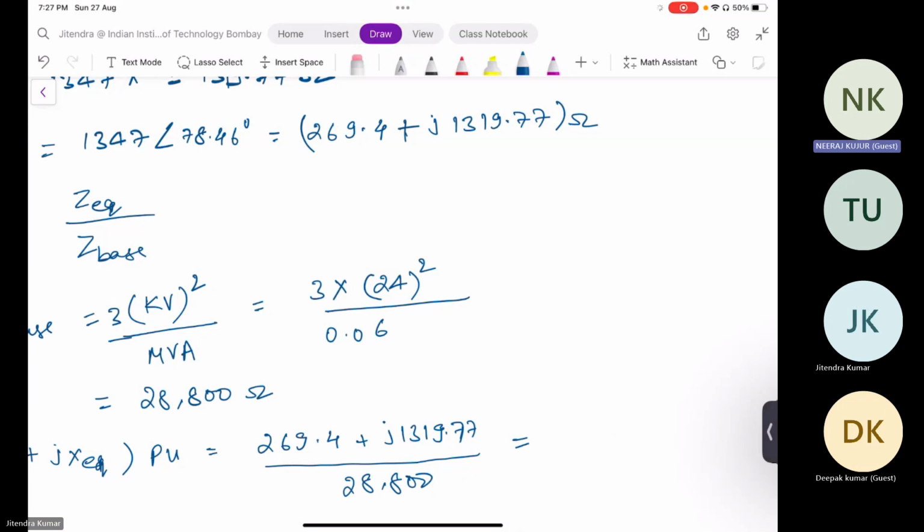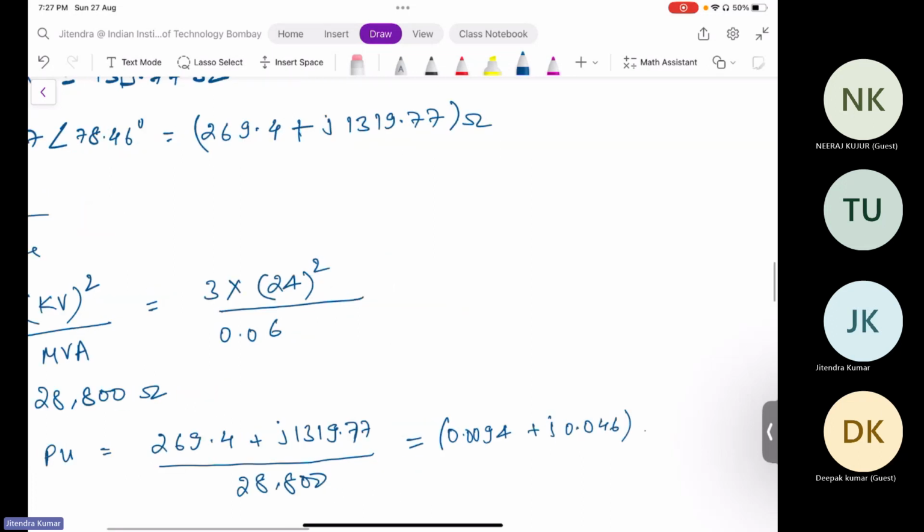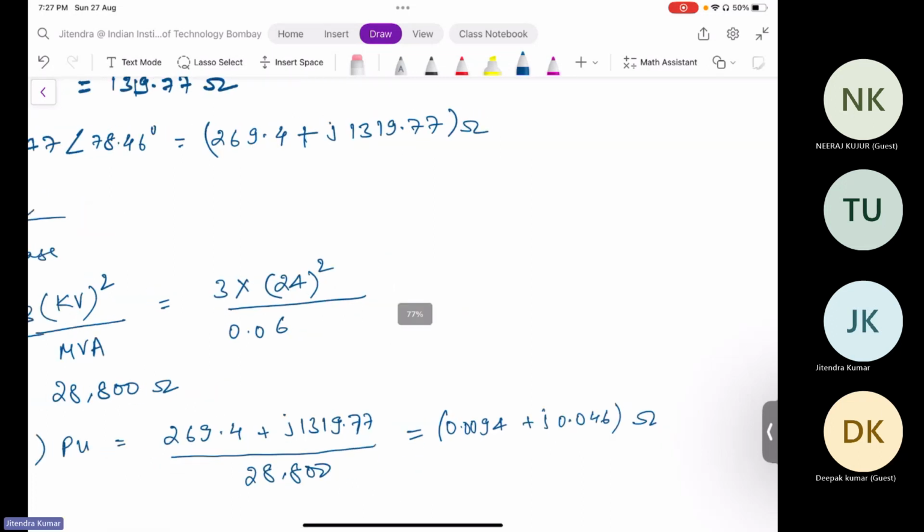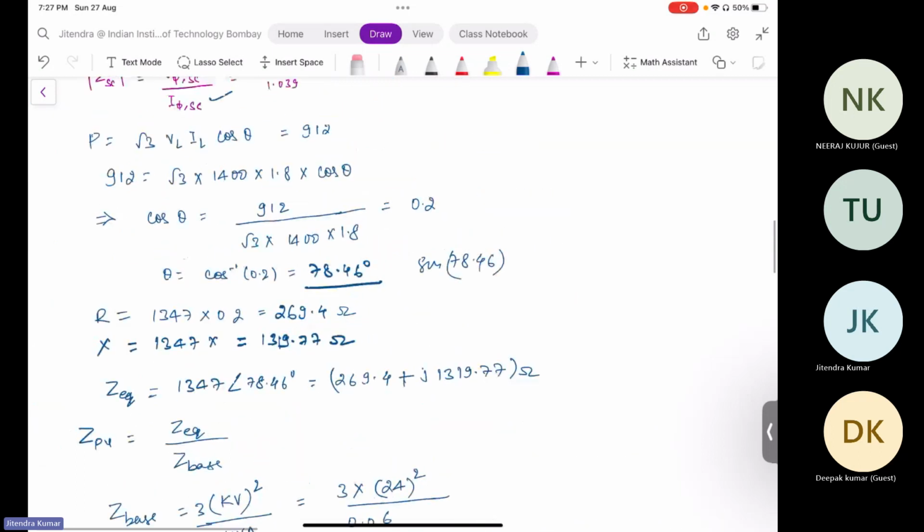So 0.0094 plus 0.00009 for that, yes, sir, plus J 0.046. So these are the series parameters that you have computed. So we are done with the series parameters.